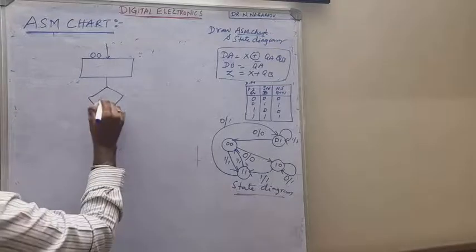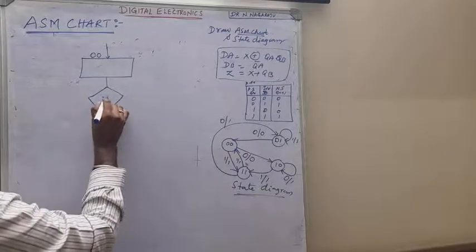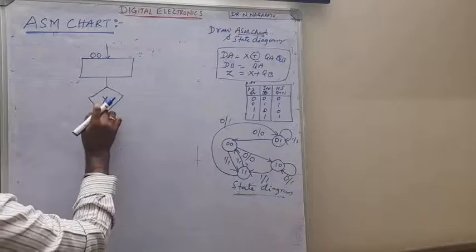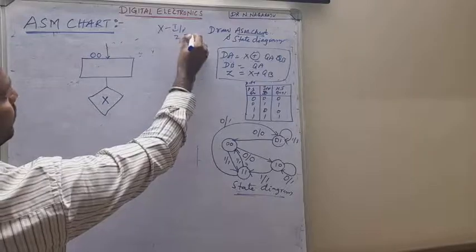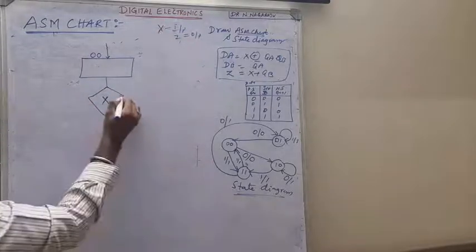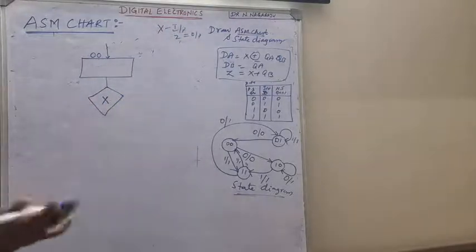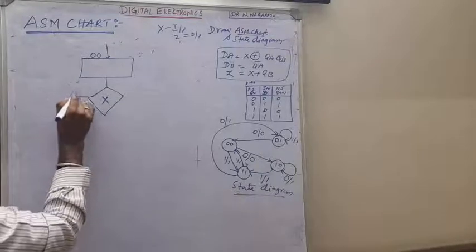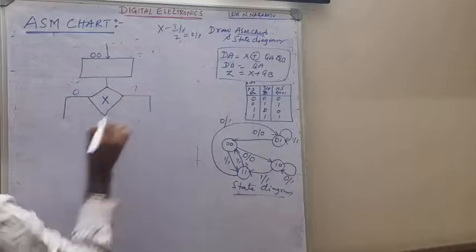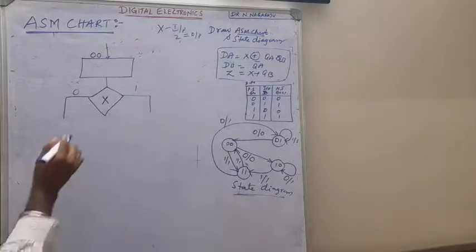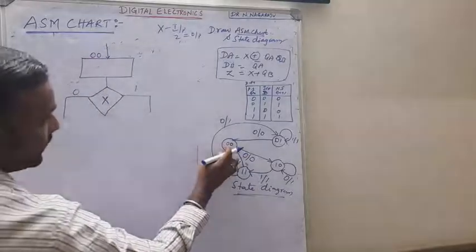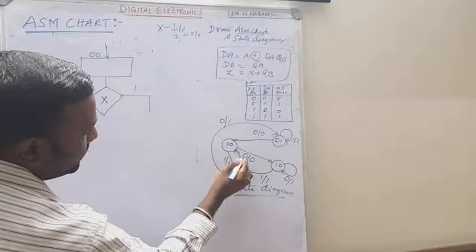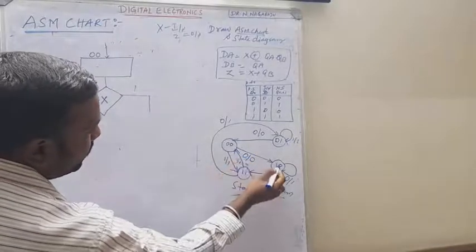Here the decision box is based on the input condition. What is the input here? X is the input and Z is the output in the circuit. In the decision box you have two exit paths: if it is 0, where will it go, and if it is 1, where will it go. That is the concept here. So for state 00, if the input is 0, it will go to 10.